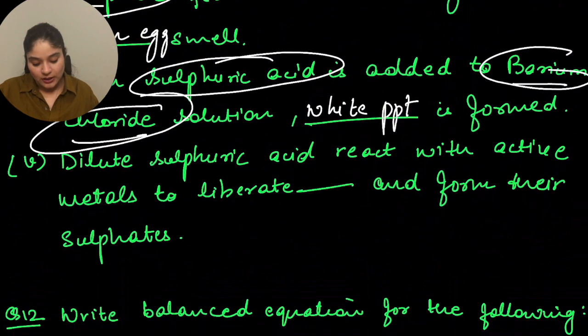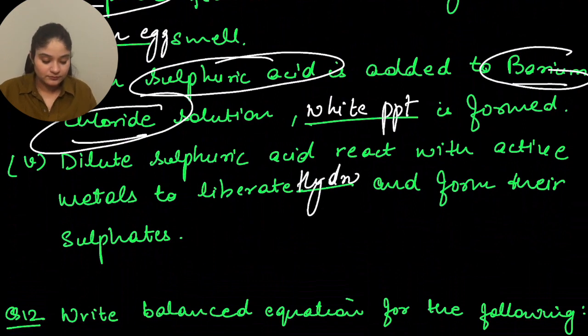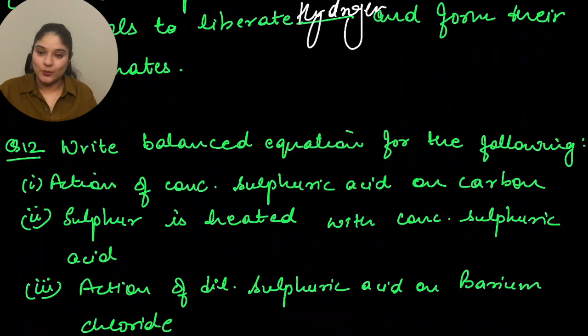Next question, dilute sulfuric acid reacts with active metals to liberate dash and form their sulfates. So of course, if it is forming sulfates, the other thing should be a gas which it will liberate. So dilute sulfuric acid reacting with the metal will give you hydrogen gas. So hydrogen gas is liberated and their sulfates are formed. Let's move to question 12.